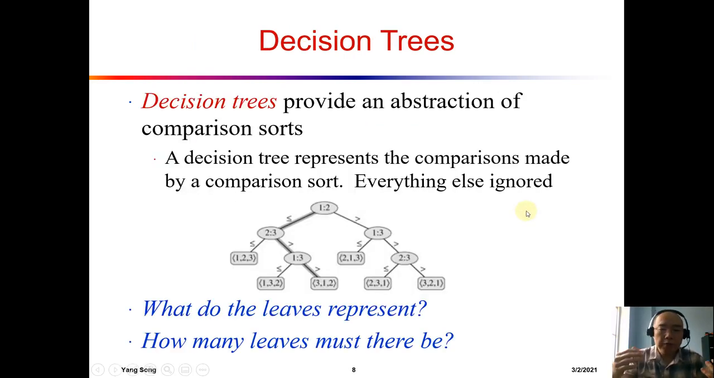After we understand this tree structure, let's see what the leaves represent. For each leaf, we have a sequence, which is the final version of the sorted values. The next question: how many leaves must there be? Think about this question. In this decision tree, we have three values to be sorted, so how many possible final sorted lists can there be using only three values?